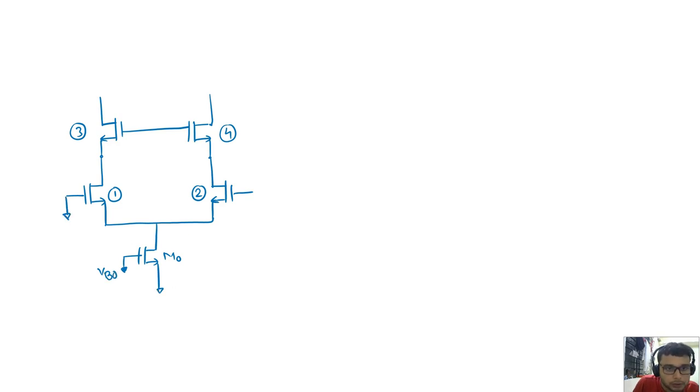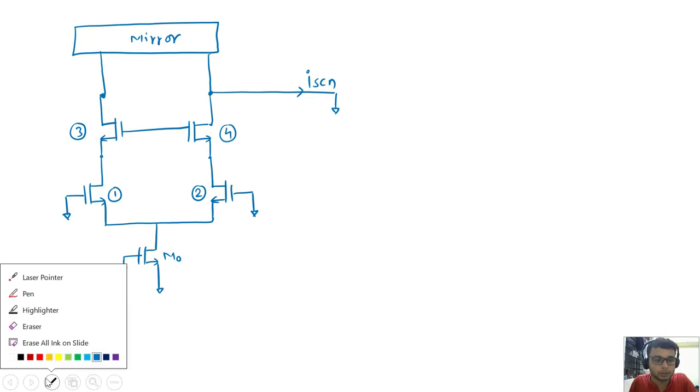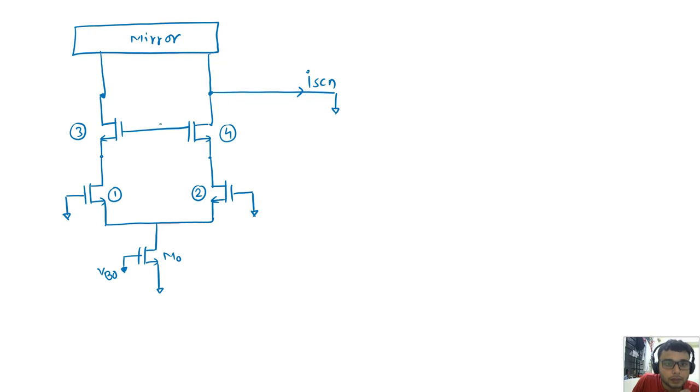If these inputs are shorted, I'm not considering the VT mismatch of 1 and 2 here, which is already discussed in the 5 transistor OTA offset. So here is the active load, which I will call the mirror. If I want to see the output short circuit current due to this mismatch, I told you previously that we can model this mismatch here as a voltage source, del VT.